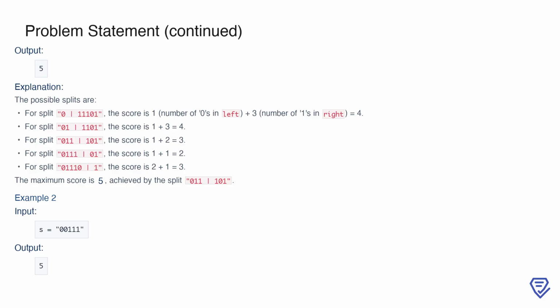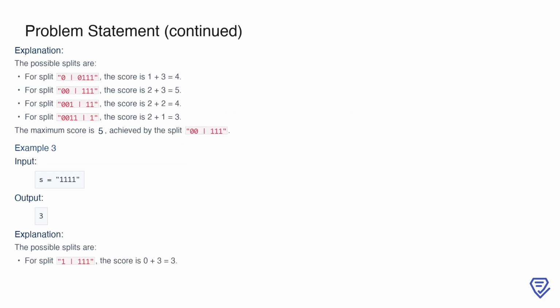Similarly, if we split it as 011 and 101, the score is 1 from the zeros in left and 2 from the ones in right, giving 3. Other splits result in scores of 4, 2, and 3. Among all these options, the maximum score is 5, achieved by the split 0 and 11101. Another example is 00111, where the maximum score is also 5, as we'll examine in detail next.